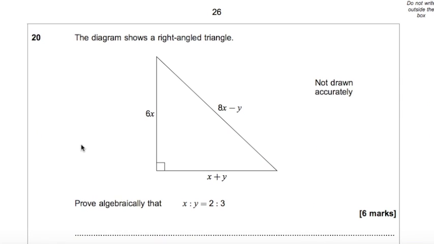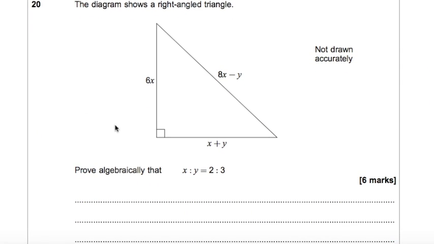Right, 20. The diagram shows a right-angled triangle. Prove algebraically that x to y equals 2 to 3. So in other words, x and y are in the ratio 2 to 3. Right, this is a bit of a weird question.